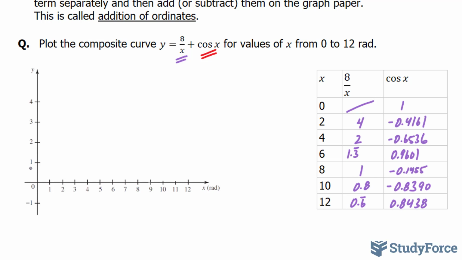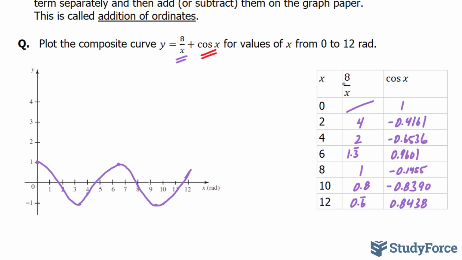I'll start off by plotting cosine because I already know what cosine looks like. It starts at 1, makes its way down to negative 1 midway through its cycle, and then goes back to 1. So this is what you should get if you plot the cosine curve. Now that I've drawn my cosine curve, I'll move on to 8 over x.